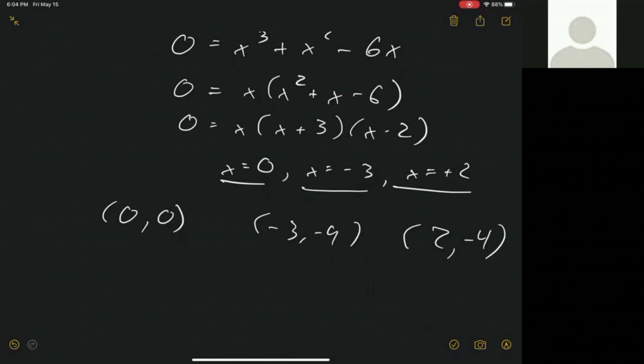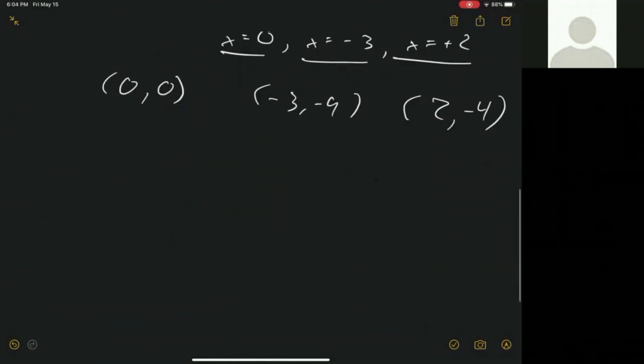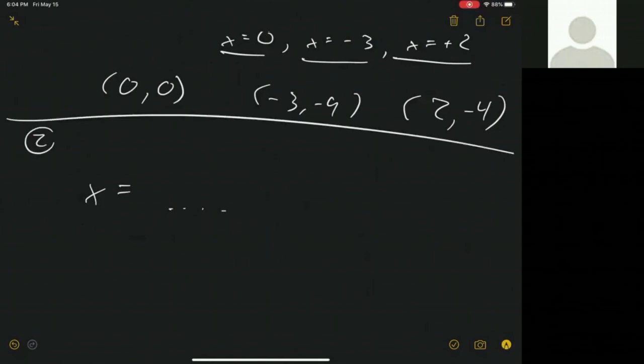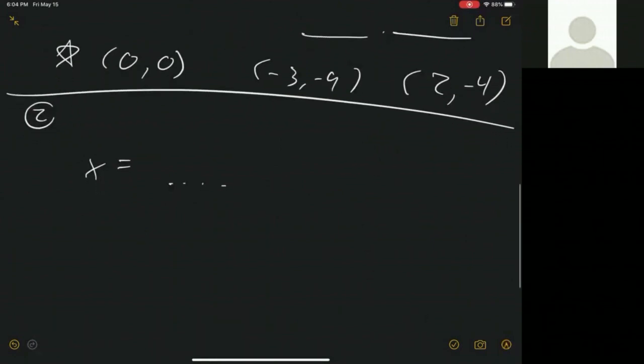Number 2, same thing, but now instead of points, they just want the x values. Okay, so number 1, they want the points. Number 2, it looks like they just want the x values. Number 3, it looks like they want points again. Number 4, number 5, number 6 are pretty straightforward. Let's talk about number 7.